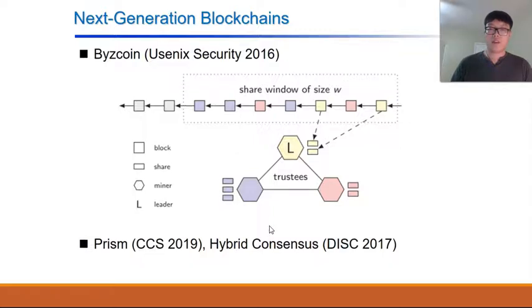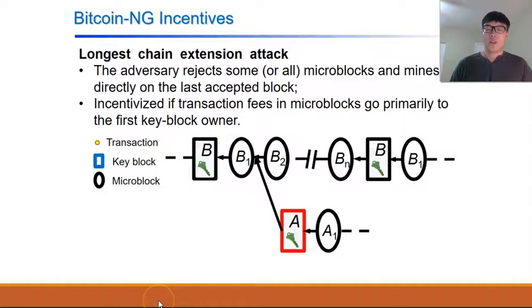Even when we revisit the incentive analysis of Bitcoin-NG, we found the analysis has several limitations. There are two incentive attacks for microblocks in Bitcoin-NG. The first is the longest chain extension attack. In this attack, the adversary can reject some or all microblocks if the previous key block owner is honest. It can mine directly on the last accepted block. This attack is incentivized if the transaction fee in microblocks goes primarily to the first key block owner.